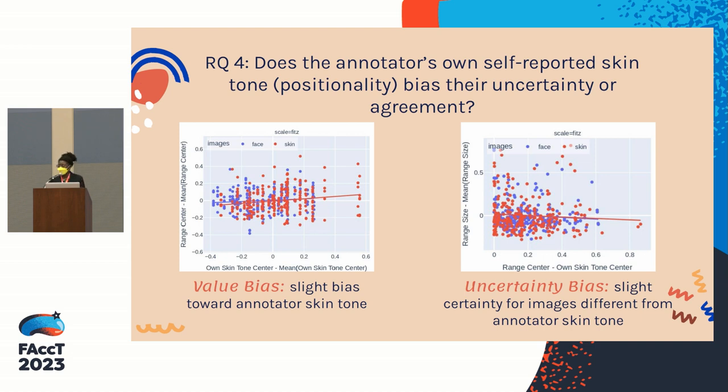And this is essentially the idea of how their uncertainty changes based on the image's connection or relative distance from their own skin tone. And we actually found that annotators were more certain in annotating image subjects who were further away from their own skin tone. We think this is a really compelling finding, and with a larger study, we could really grow to understand how annotator positionality can affect their annotations.